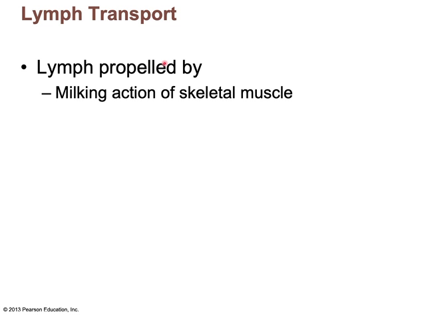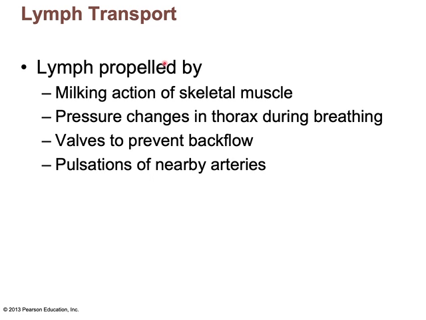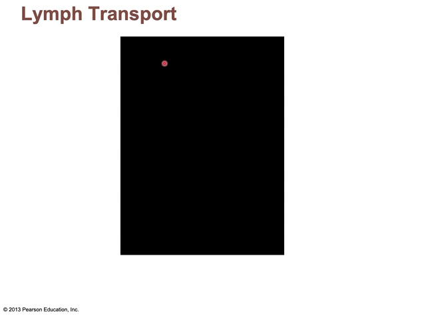Lymph is moved through the body by the milking action of skeletal muscle and pressure changes in the thorax that take place when we breathe, as well as one-way valves preventing backflow. Okay, and pulsations of nearby arteries help out, as well as the smooth muscle in the walls of the lymphatics. Okay, so let's look at the dynamics of flow here.